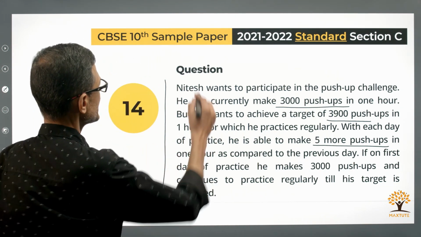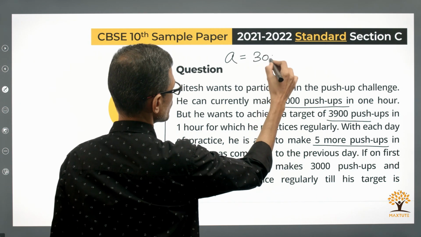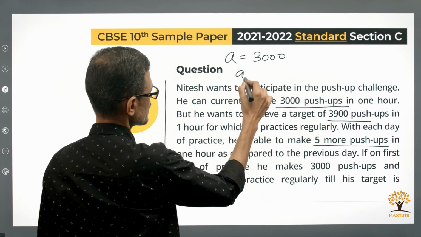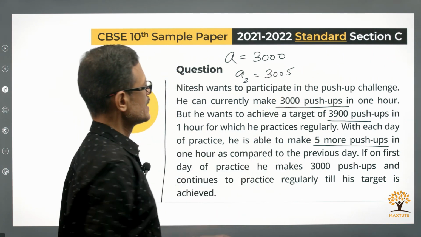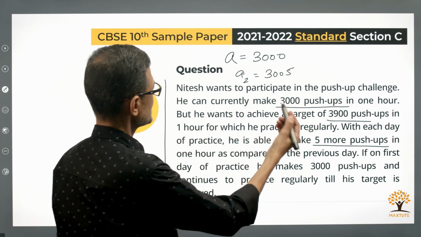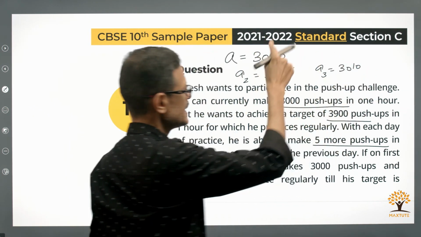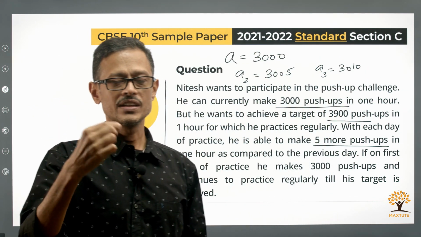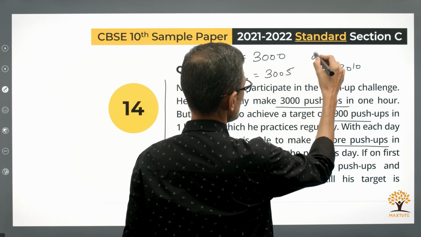So quickly, day 1, the number of push-ups he does, we'll call it A1, is equal to 3000. Day 2, we'll call it A2, the number of push-ups he'll be able to do is equal to 3005. It's 5 more than that. Day 3 is going to be equal to 3010 and so on and so forth. So each day, the count of push-ups is increasing by 5, which means it's in an arithmetic progression with a common difference of 5.